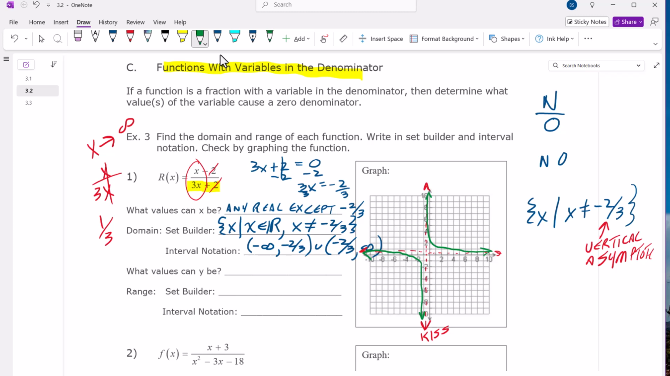So what can y be? Well, y can be any real number except for 1/3. So we would write the range as the set of y such that y is not equal to 1/3. You could also add in the real number, but you can do it that way too. And then the interval would be everything except 1/3. So you just write that in interval notation like that. So you really need the graphing calculator to help you with the range unless you're really, really solid with how this type of graph goes from your background. Okay.